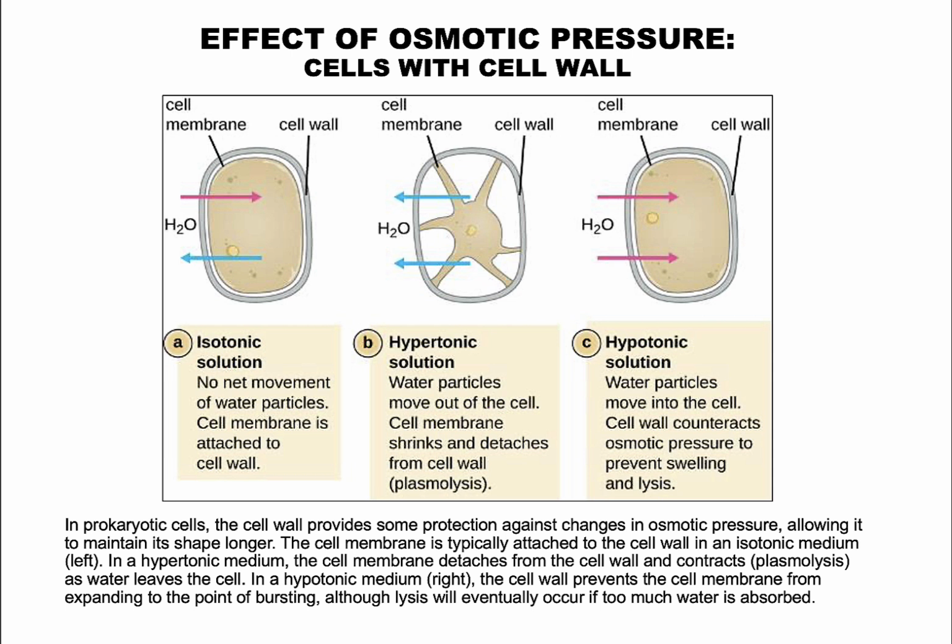Tonicity refers to how well a cell can handle changes in osmotic pressure. Cells with a cell wall are more capable of managing slight shifts in osmotic pressure, helping them to keep their shape. In hypertonic conditions, cells without a cell wall may lose water, leading to crenation or shriveling. Their plasma membrane pulls in and takes on a scalloped appearance.